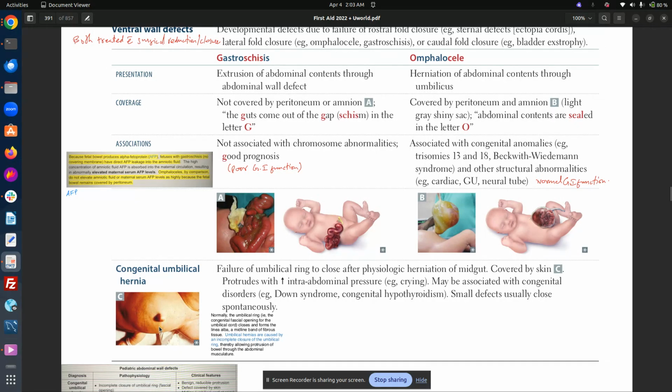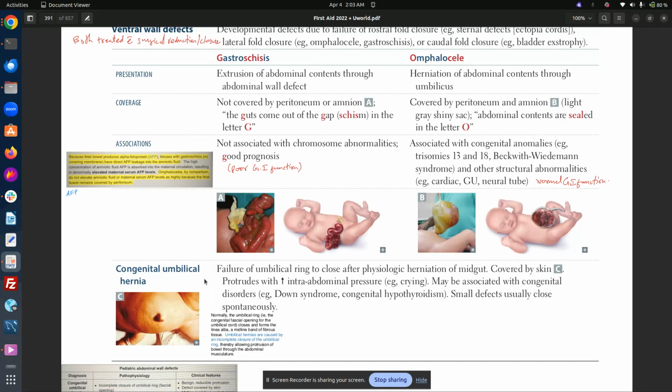And these abdominal contents are usually covered by skin, not by the peritoneum or amnion. Okay, this congenital umbilical hernia is associated with two very important congenital disorders. First is Down syndrome, and second is congenital hypothyroidism. And they test a lot. This topic is very common. They test you a lot on congenital umbilical hernia associated with congenital hypothyroidism.